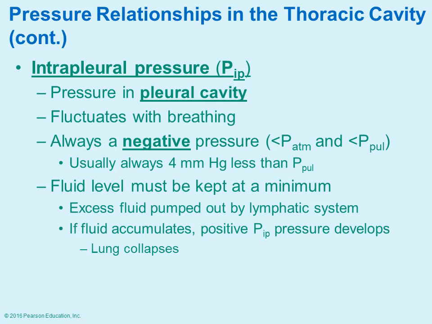Intrapleural pressure is the pressure in the pleural cavity. Remember, that is surrounding the lungs. That pressure is also going to fluctuate with breathing, but it's always a negative pressure, so it's always going to be less than the intrapulmonary pressure and less than the atmospheric pressure. You want fluid in that cavity kept at a very low minimum. If fluid does start to accumulate there, the intrapleural pressure would start to increase, and the end result is that you would have a collapsed lung.